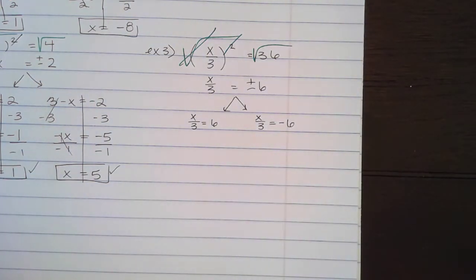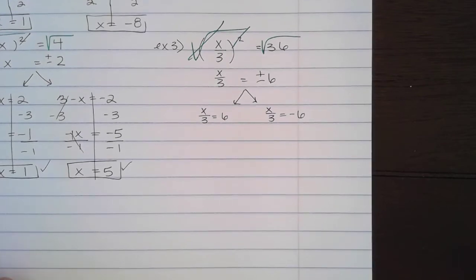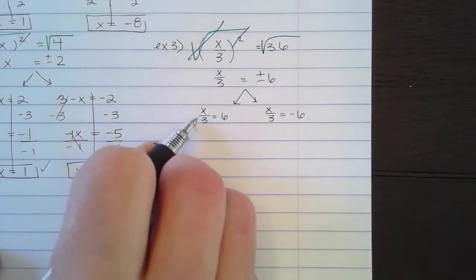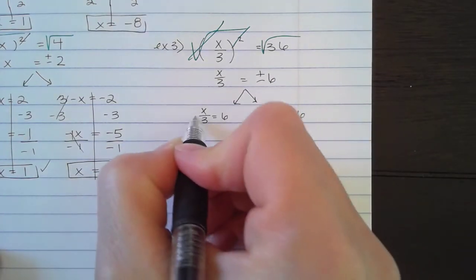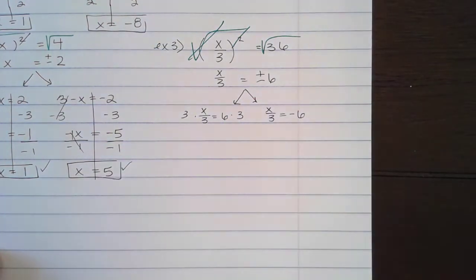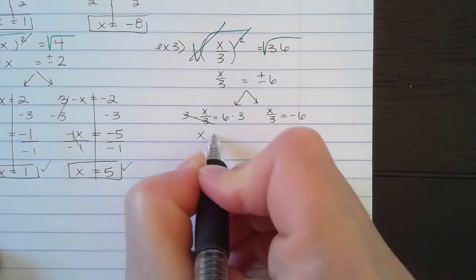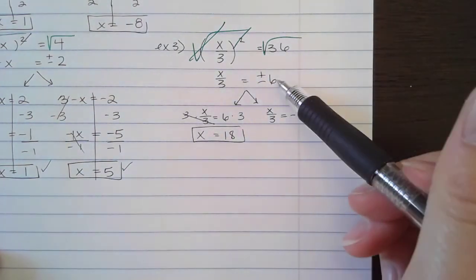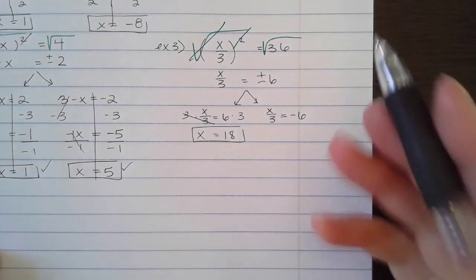Could you probably do this in your head? Yes. Do I want you to write it down? Yeah. Okay, how would I solve division by 3? What undoes division by 3 there? Multiply both sides by 3. X is equal to 18. Does that work? Is 18 divided by 3 a positive 6? Yes, it is. Nice job.